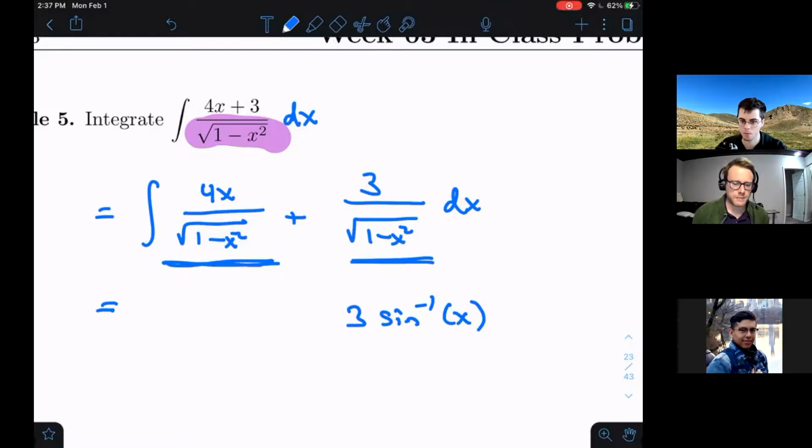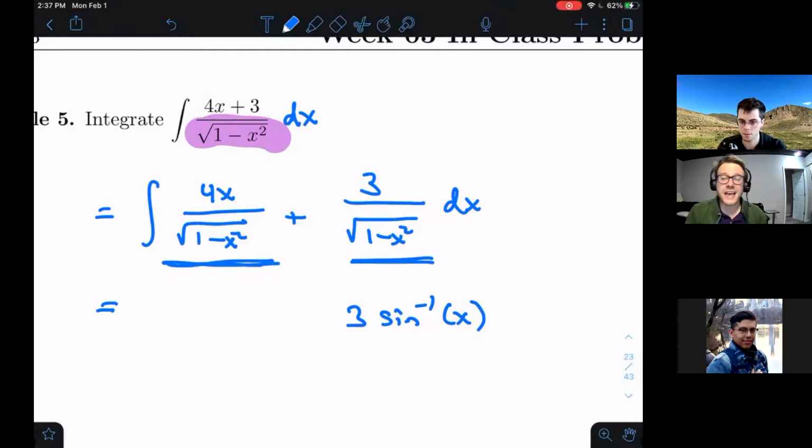If you would please maybe type it in chat or in the Q&A. How do you integrate this thing? How do you integrate 4x divided by the square root of 1 minus x squared? Yeah. See a lot of good answers.